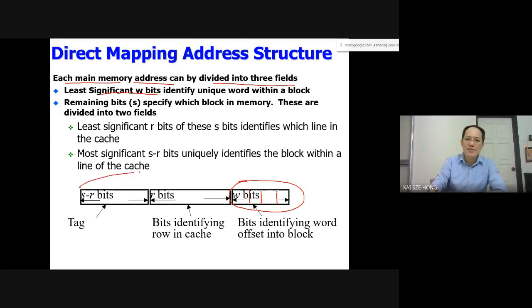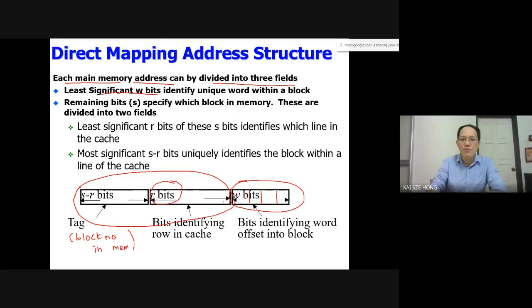The remaining bits can be divided into two. Here you have the tag, which tags the block number inside memory. The other part identifies the row in the cache. So let's say if your cache is the third row, you put 3 over here. Here is the block number in memory. So it's a little bit different for this direct mapping compared to the fully associative.